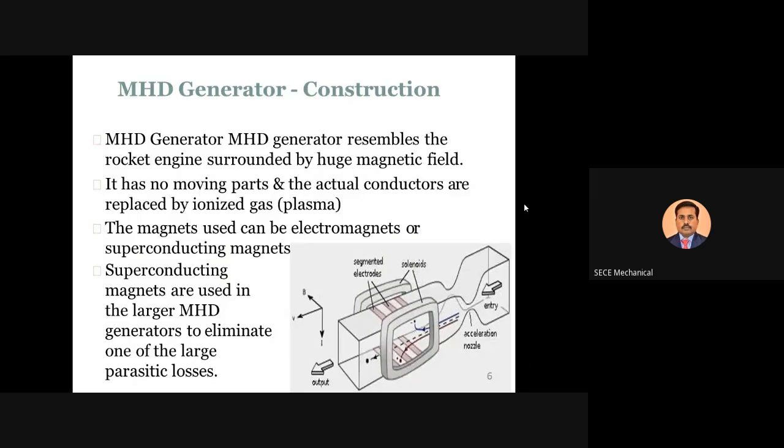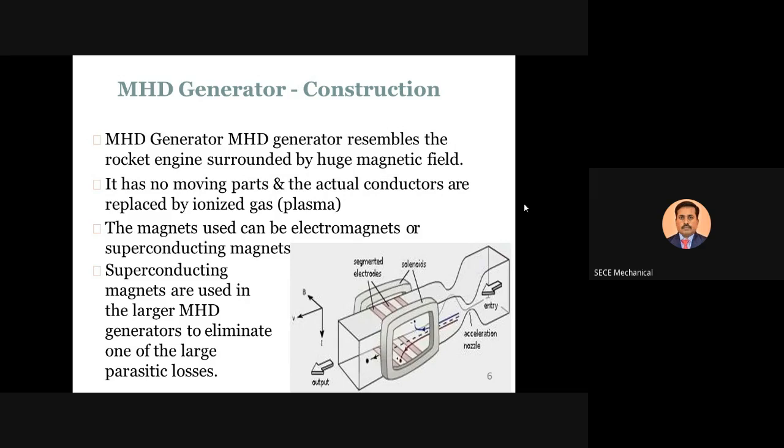Here you can see the MHD generator construction. An MHD generator resembles a rocket engine surrounded by a huge magnetic field. Normally this kind of generator is used in rockets and propulsion, and for power generation purposes. It has no moving parts, and the actual conductors are replaced by ionized gas. Normally a conductor is used for production of electricity based upon Faraday's law, but here instead of a conductor we are using ionized gas. Ionized gas is nothing but plasma gas.